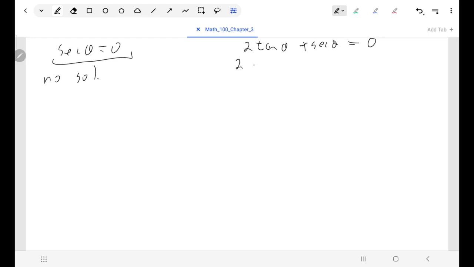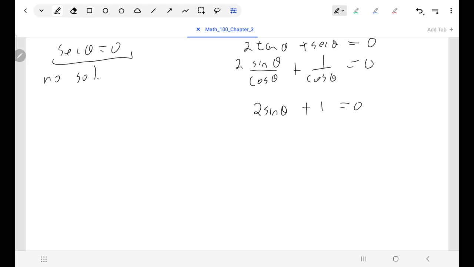For that, it might be easier if I think about sine and cosine rather than tangent and secant. Tangent is sine over cosine and secant is 1 over cosine. So if I'm looking at that, I could really make it a lot easier for myself by multiplying both sides of the equation by cosine. That would give me 2 sine theta plus 1 equals 0.